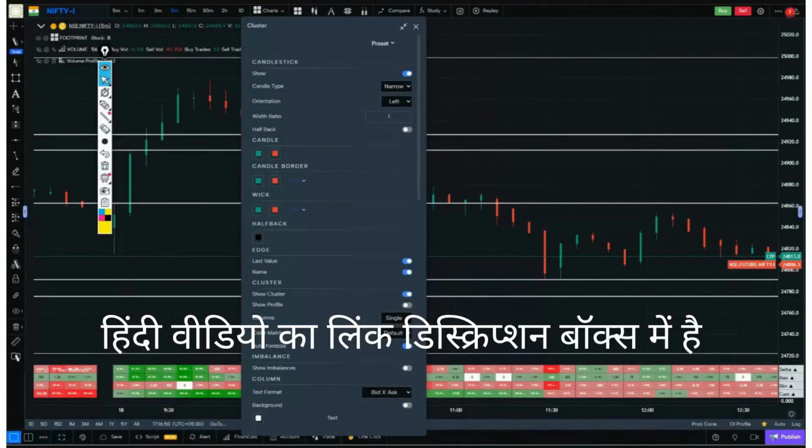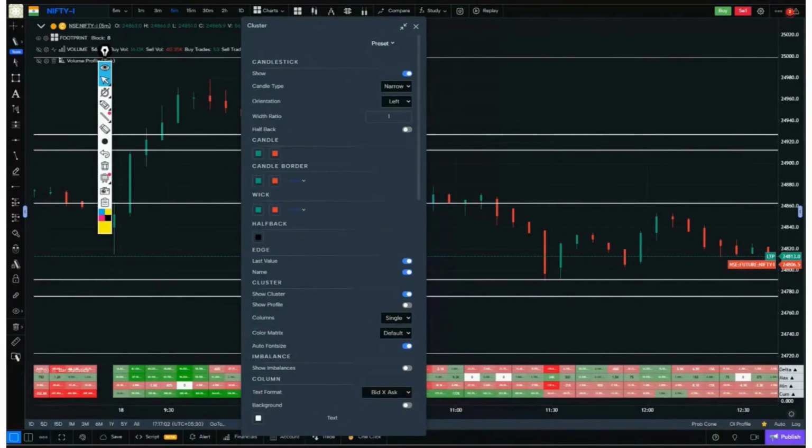Hello and welcome, everyone. As always, I welcome you all to the aftermarket analysis session of Nifty and Bank Nifty in the Indian market. This session takes place after the market closes for Nifty and Bank Nifty. Here, we look at what happened in the order flow today and basically try to read the footprint properly.